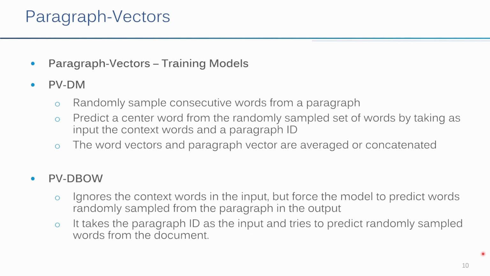In the distributed bag of words model, we ignore the context words in the input, but force the model to predict words randomly sampled from the paragraph in the output. So it takes the paragraph ID as the input and tries to predict randomly sampled words from that document. So given the paragraph ID as our context, we use that and then we try to predict words that belong to this document through our paragraph ID. So pretty much you're using the ability of this paragraph ID, which captures the essence of the entire document, to predict certain words, right?